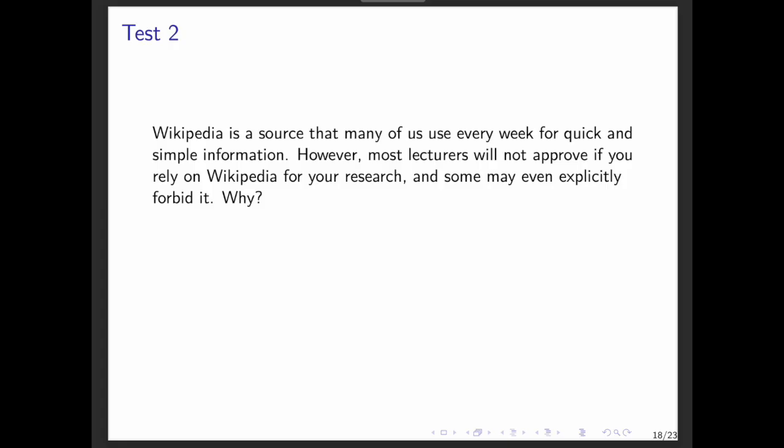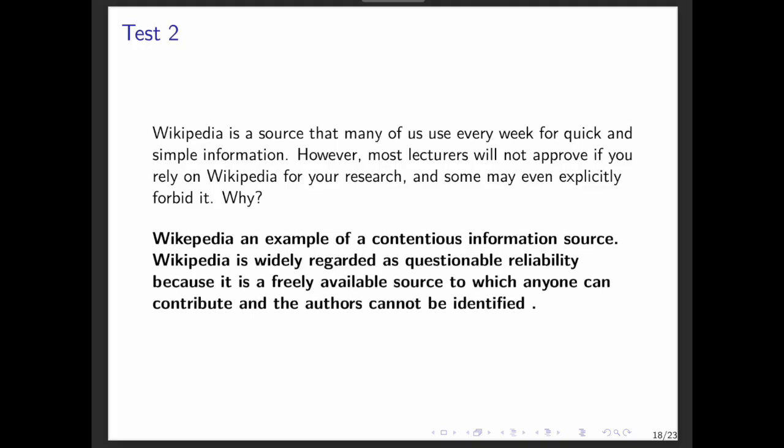For the second test, let's talk about Wikipedia. Wikipedia is widely used for quick and simple information. But why do many lecturers forbid its use in academic work? Pause the video, reflect on this, and write your answer before resuming. The answer is, Wikipedia is a contentious source. Its reliability is questionable because anyone can contribute, and authors are not always identifiable.